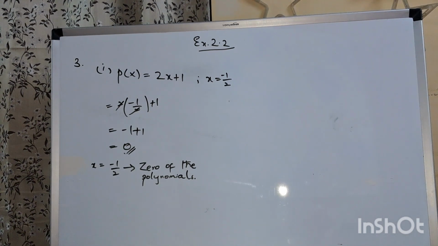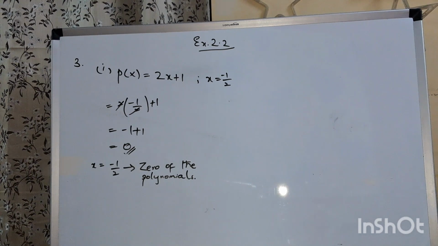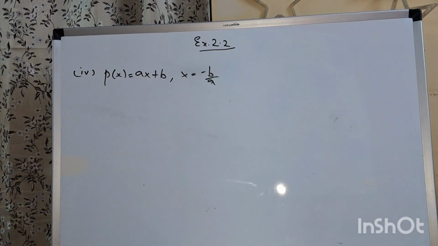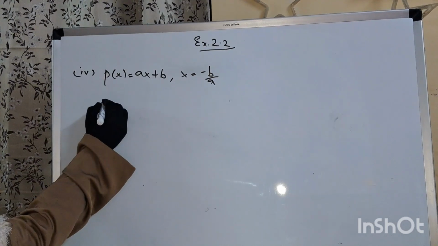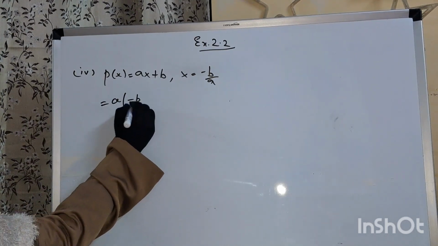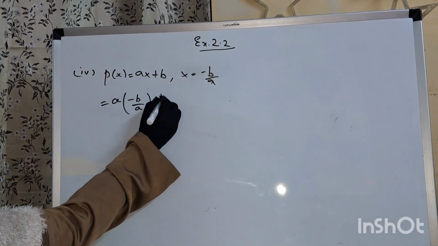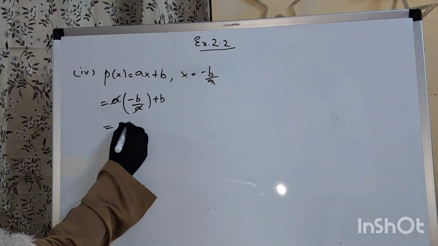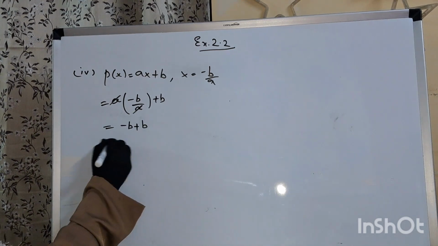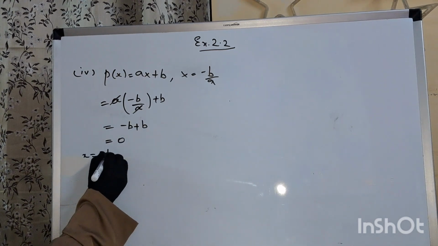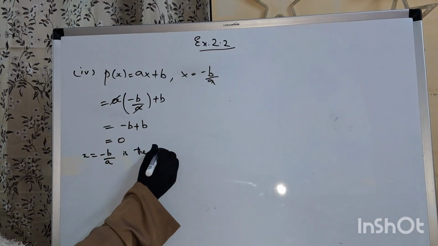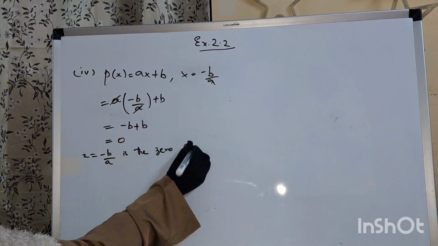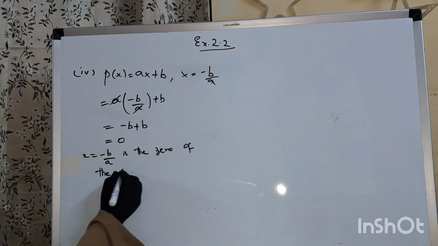P of x is equal to ax plus b at x is equal to minus b by a. Right. So at the place of x we have to substitute minus b by a. a into minus b by a plus b. a cancels. Minus b plus b. It means x is equal to minus b by a is the 0 of the polynomial.